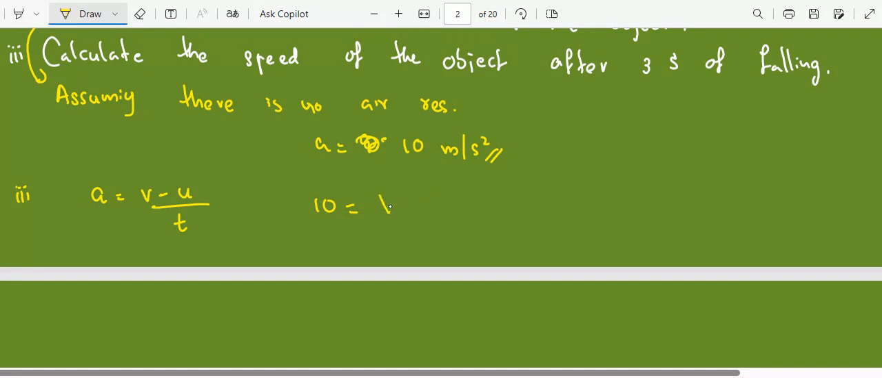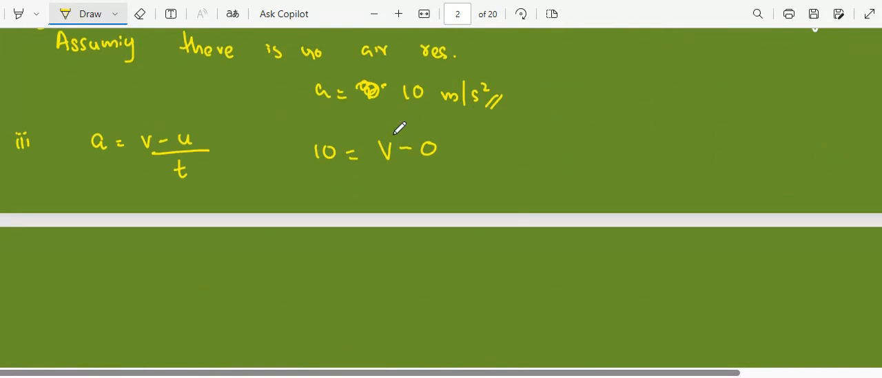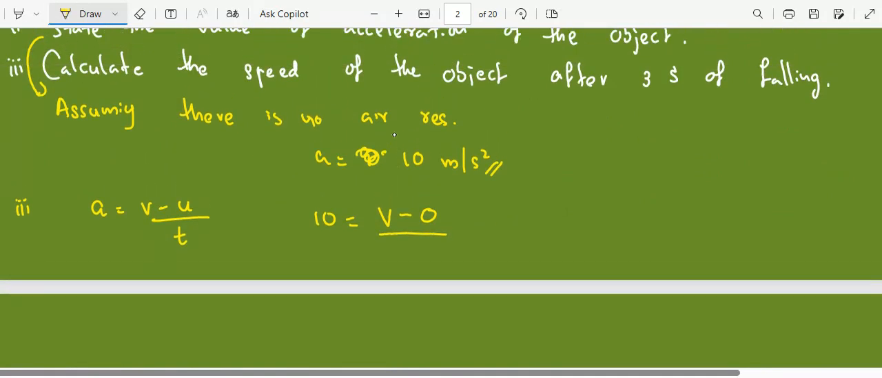10 equals final velocity minus initial velocity over time. The final velocity is what we are trying to find out. Initial velocity is 0 because it is dropped from rest. In the question it says the mass is dropped from rest. The time taken is 3 seconds. The question asks what is the speed after 3 seconds. So when you make v the subject, we get 30 meters per second.